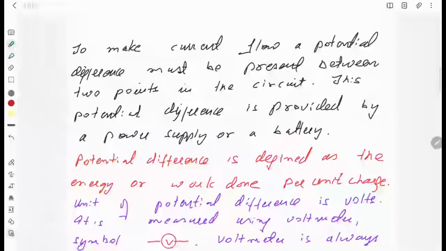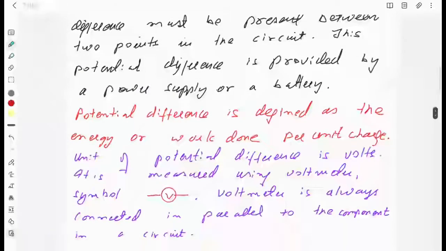To make current flow, a potential difference must be present between 2 points in the circuit. We need potential difference to make electrons flow. This potential difference is provided by a power supply or a battery. Definition of potential difference is given in red. Potential difference is defined as the energy or work done per unit charge. Potential difference is measured in volt. Volt is the unit of potential difference.